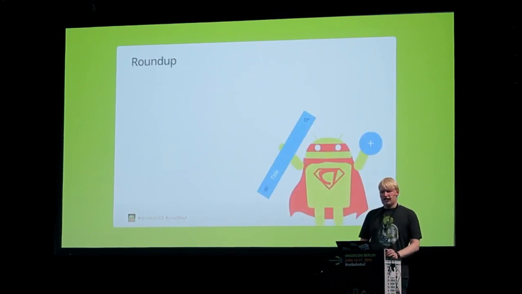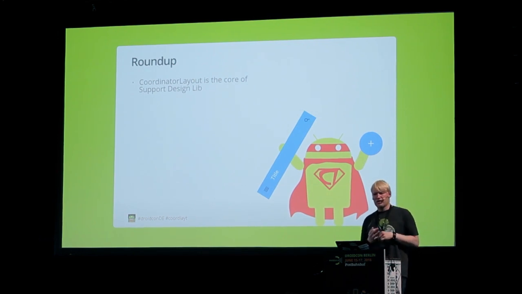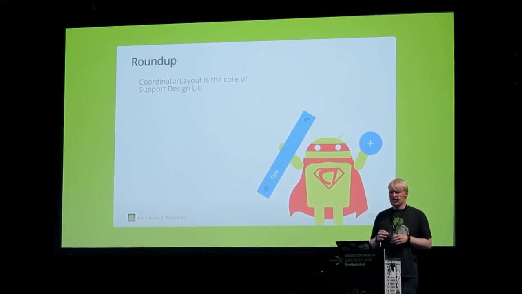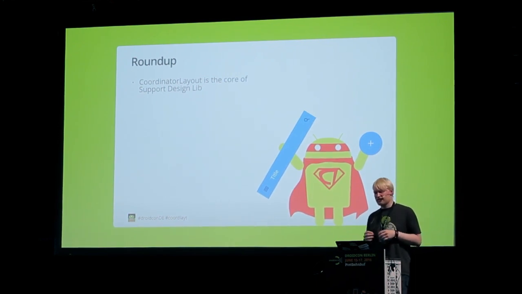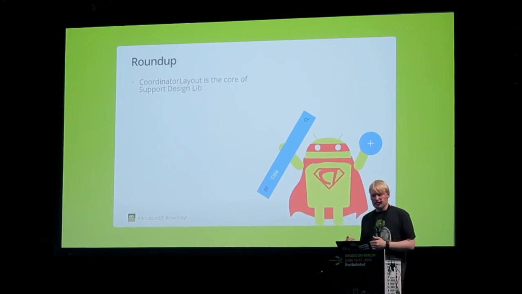But now let's have a little roundup. So coordinator layout is really a very important component of the design library. So basically every component, every widget in the design library has something to do with the coordinator layout. Is it implementing a behavior, or is it a component that actually just works inside coordinator layout?